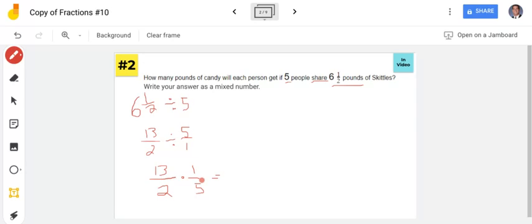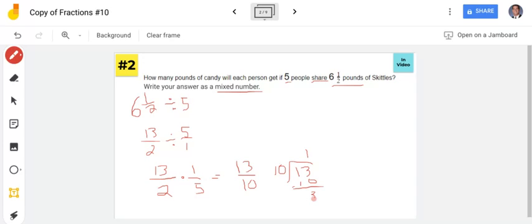I can't cross simplify, so I multiply the numerators. 13 times 1 is 13, and 2 times 5 is 10. So 13/10. But the directions said write this as a mixed number. So I'm going to divide top number divided by bottom number. 10 goes into 13 once because 1 times 10 is 10.